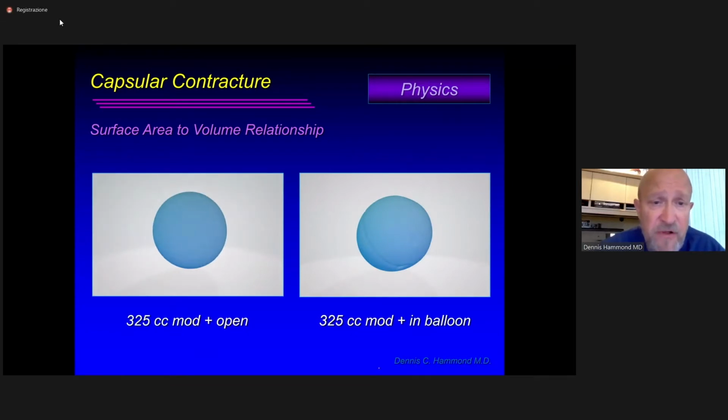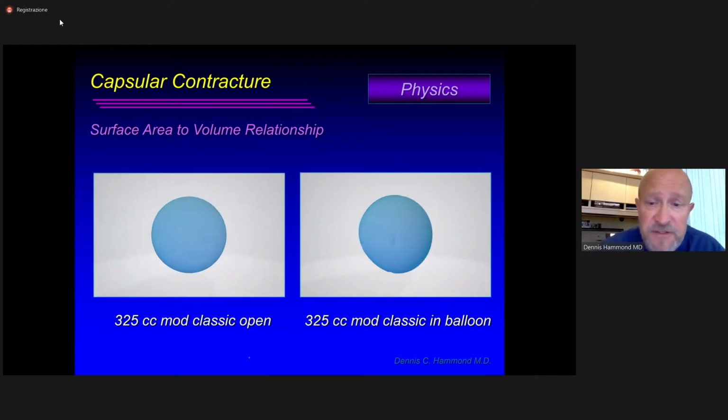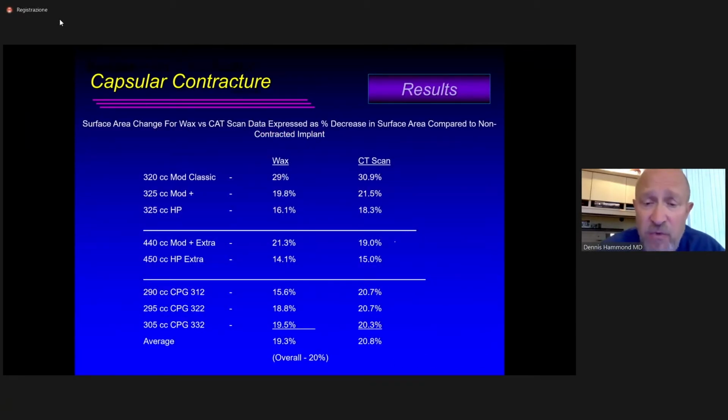And here's an example: this is the moderate profile plus 325, and this is the moderate profile plus in the balloon. Here I think you can see the difference as it becomes more spherical once you put it inside the balloon. Here's moderate profile classic. So that's going to be a bit of a flatter surface area. And then here it is inside the balloon. So you can see the change in the surface area looks almost as if it would be more dramatic. And in fact, it was.